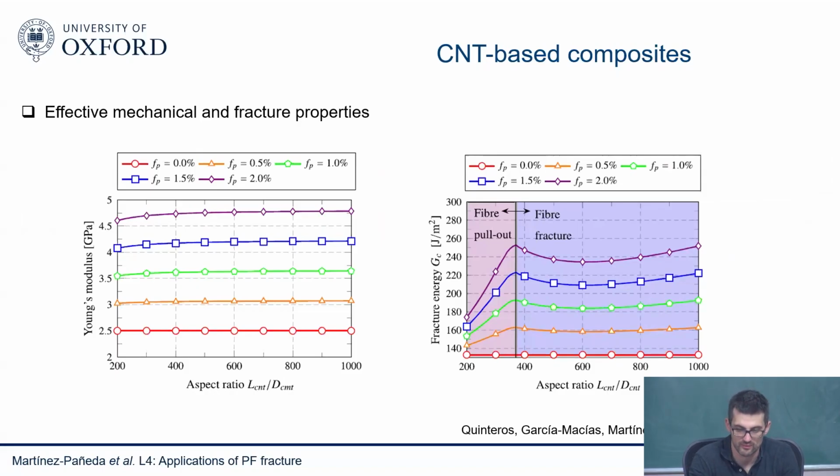We're not running any, this is all analytical equations, mean field homogenization. If anyone is interested, you can find the details in the paper. But we're not running any sort of phase field simulation for the time being. We just, for different volume fractions of carbon nanotubes and different aspect ratios, are seeing how this changes the Young's modulus and fracture energy. And of course, certain aspect ratios will favor this fiber pull-out mechanism versus the fiber fracture mechanism.